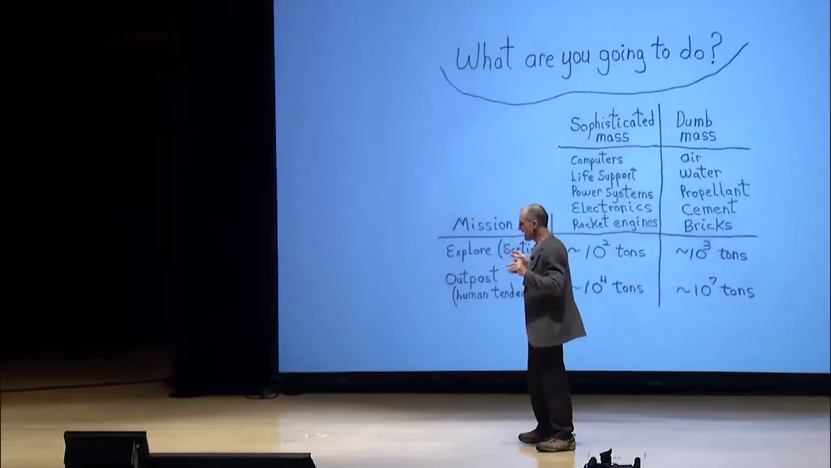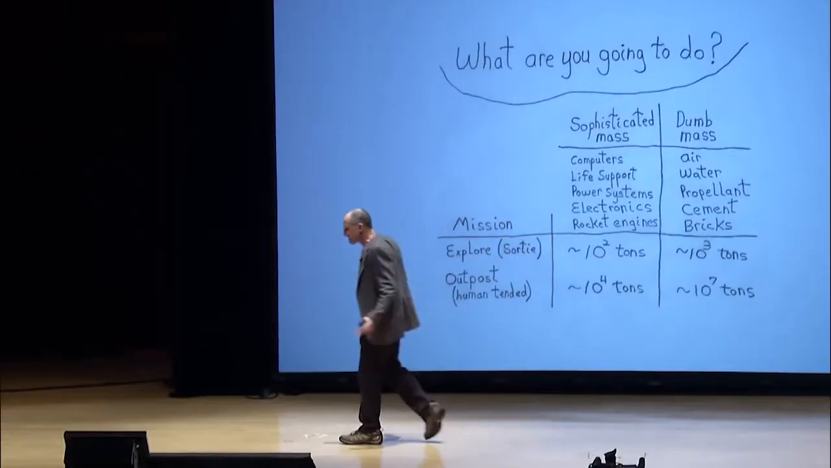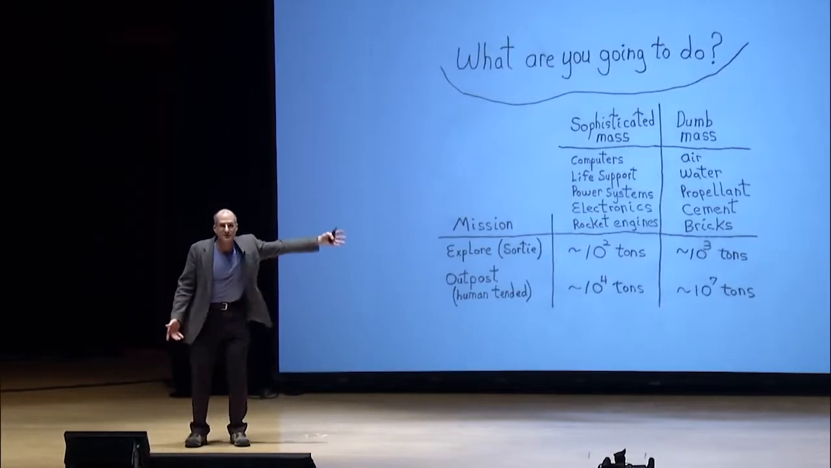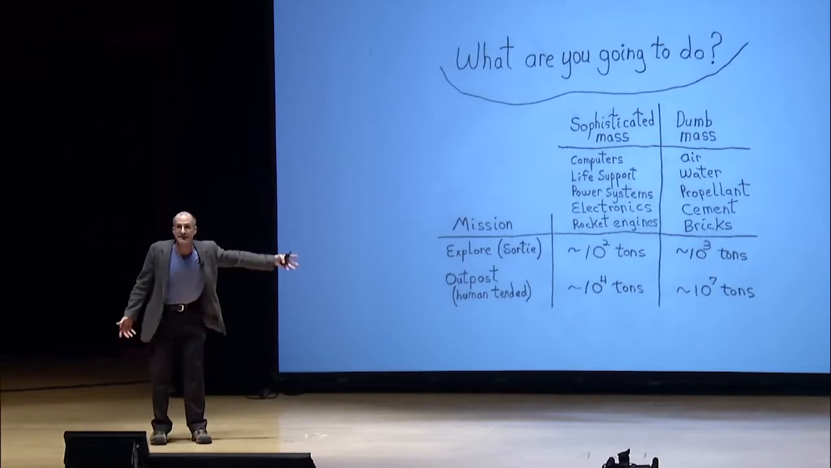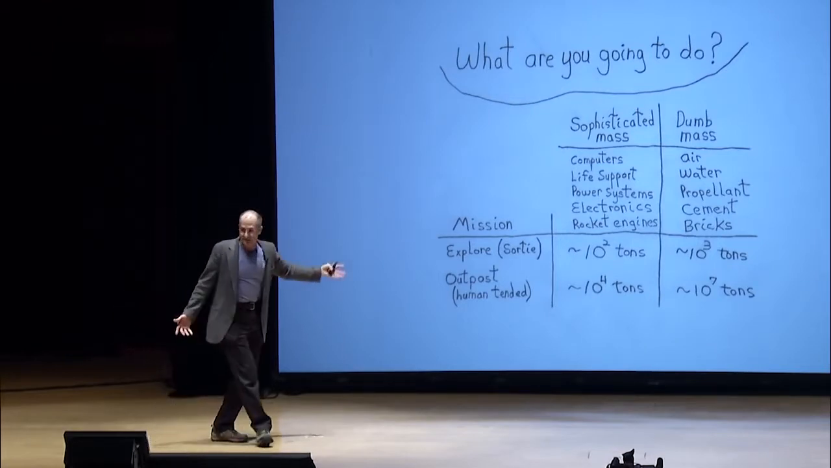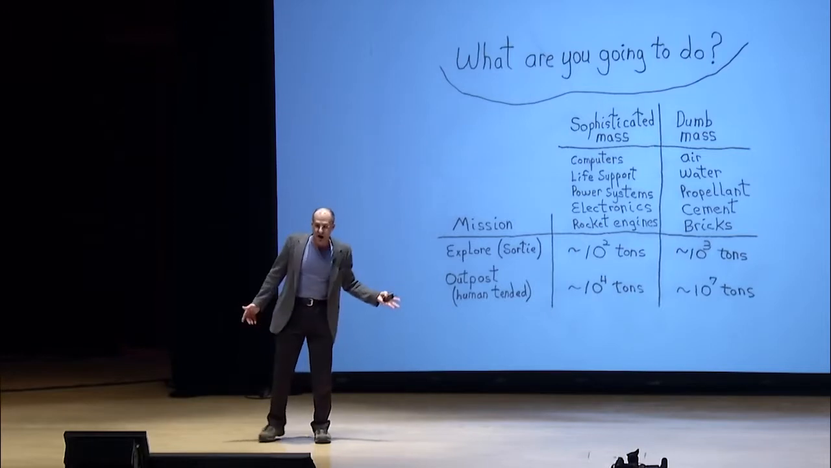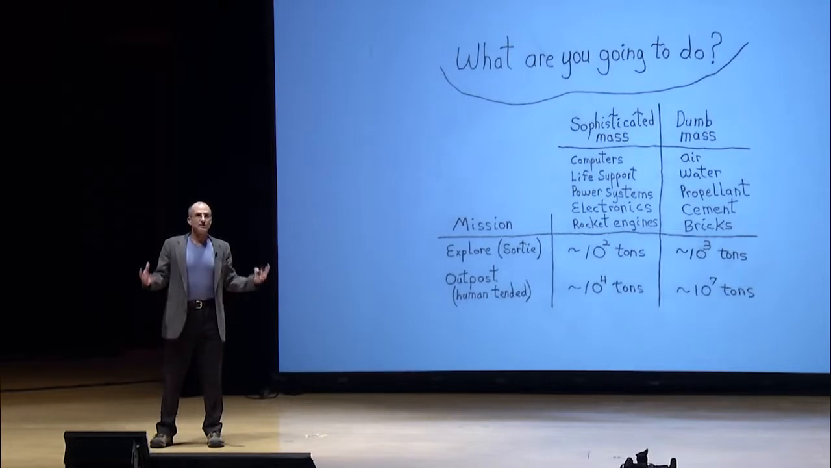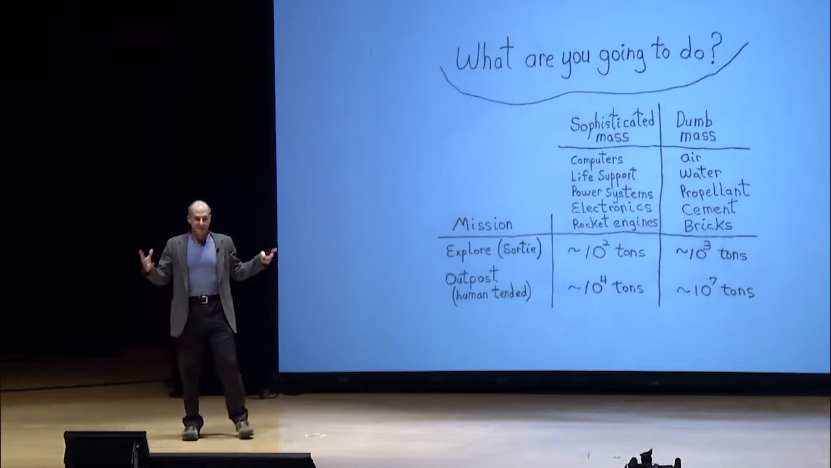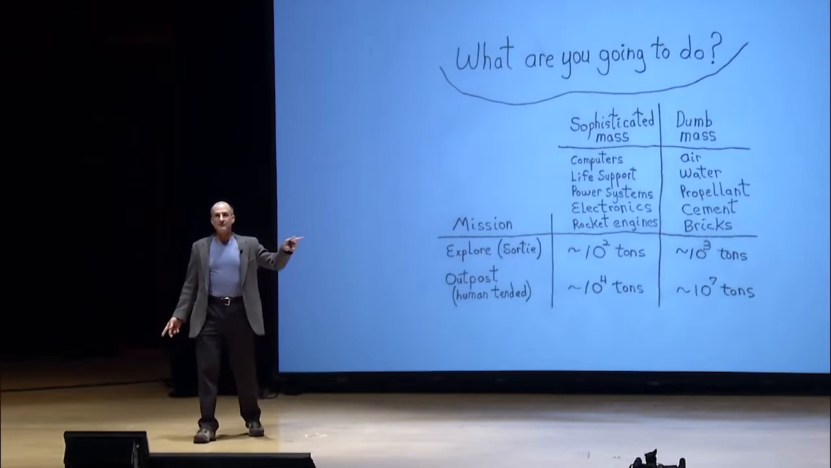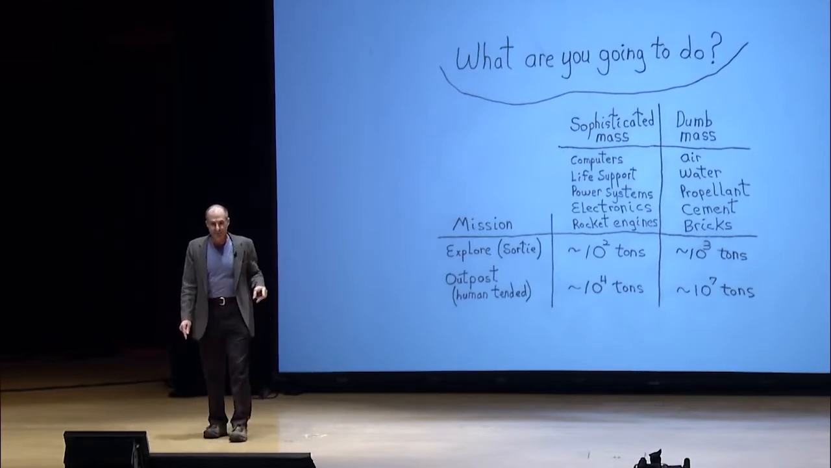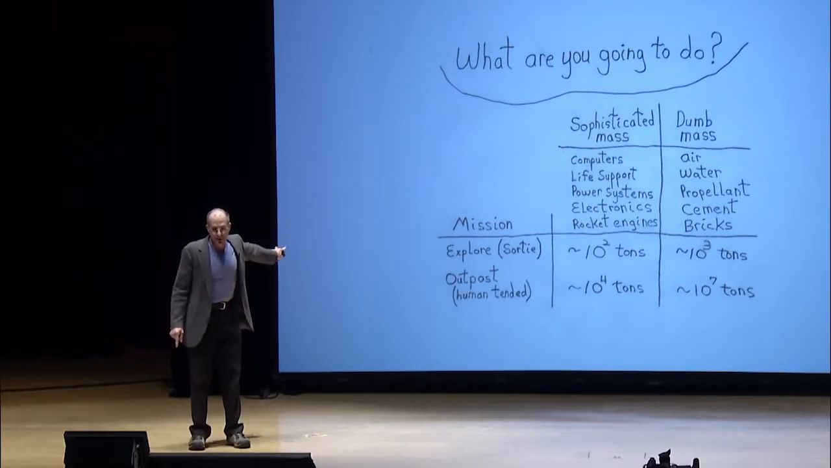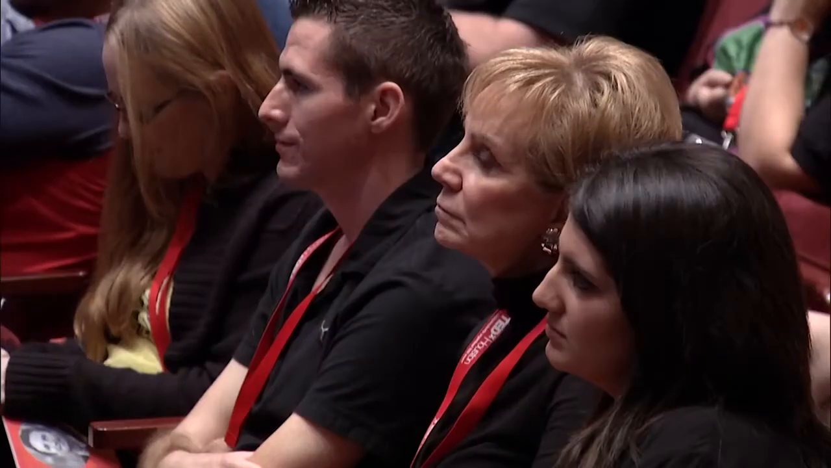And then you look at a couple of different kinds of missions. You could look at exploration missions, sorties where you go someplace, come back. Or you could look at building an outpost where you cumulatively build new capability with time. And what you'll find is that it requires orders of magnitude, factors of 10 more dumb mass than sophisticated mass. So this might have some implications with the rocket equation. Now, when I was thinking about where to put the crew in this category, I wasn't quite sure which category the crew might go in.